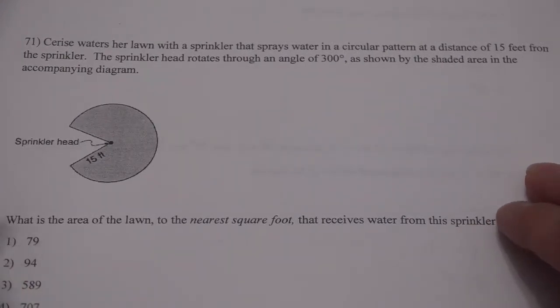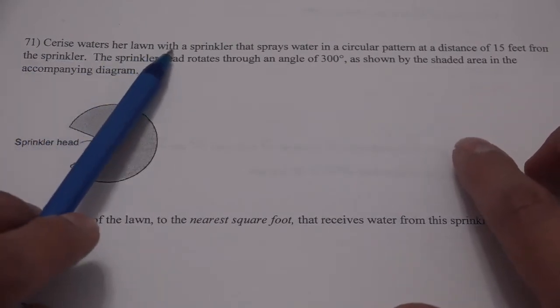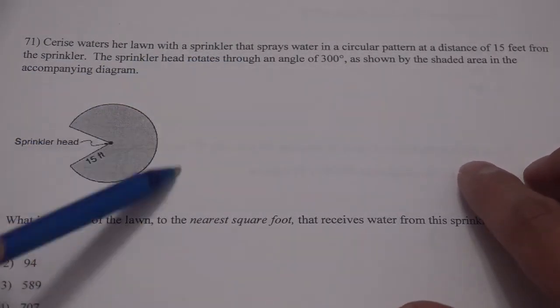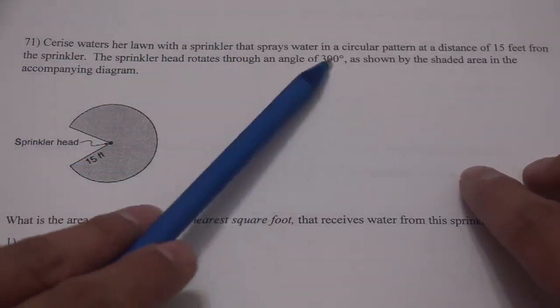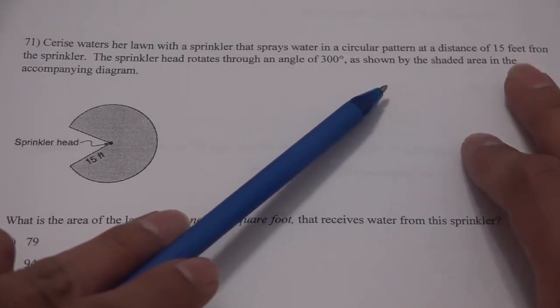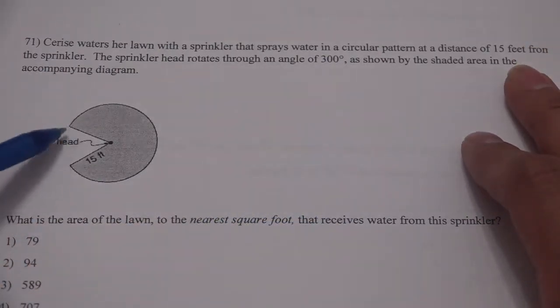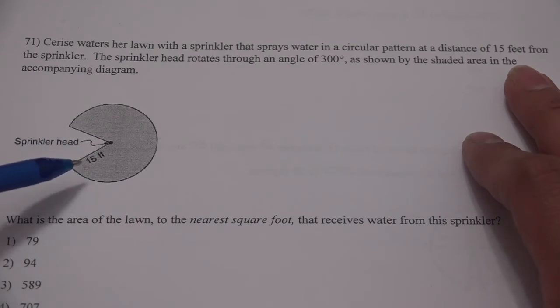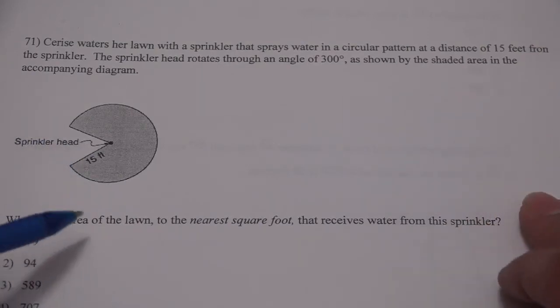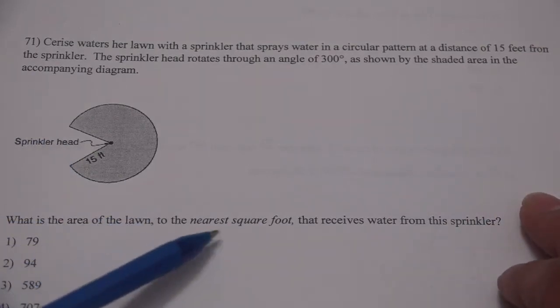Here, be careful. So after you read this, right? Her lawn with the sprinkler that sprays water in a circular pattern at a distance of 15 feet from the sprinkler. This is 15 feet. That's the radius. You already know that. Question is, what is the area of the lawn to the nearest square foot?